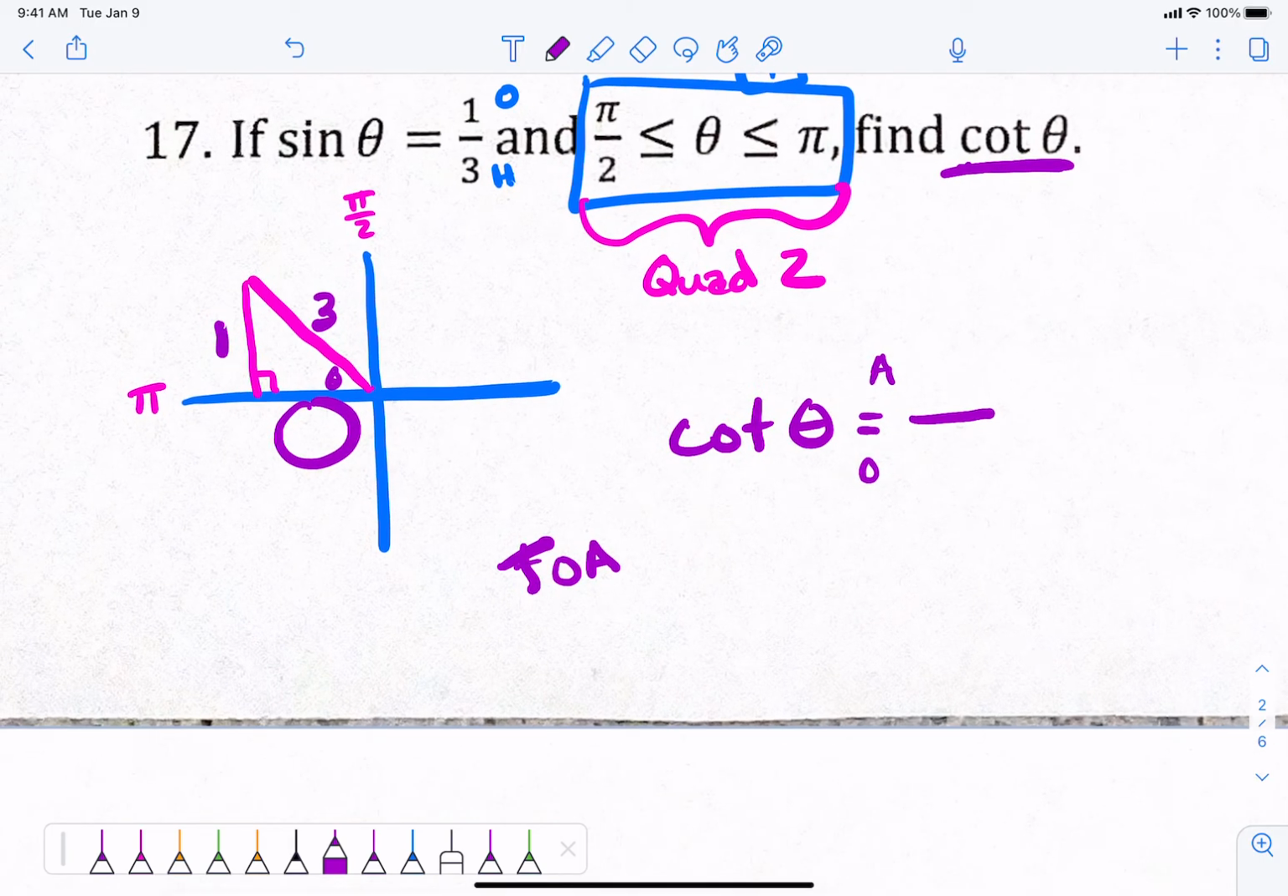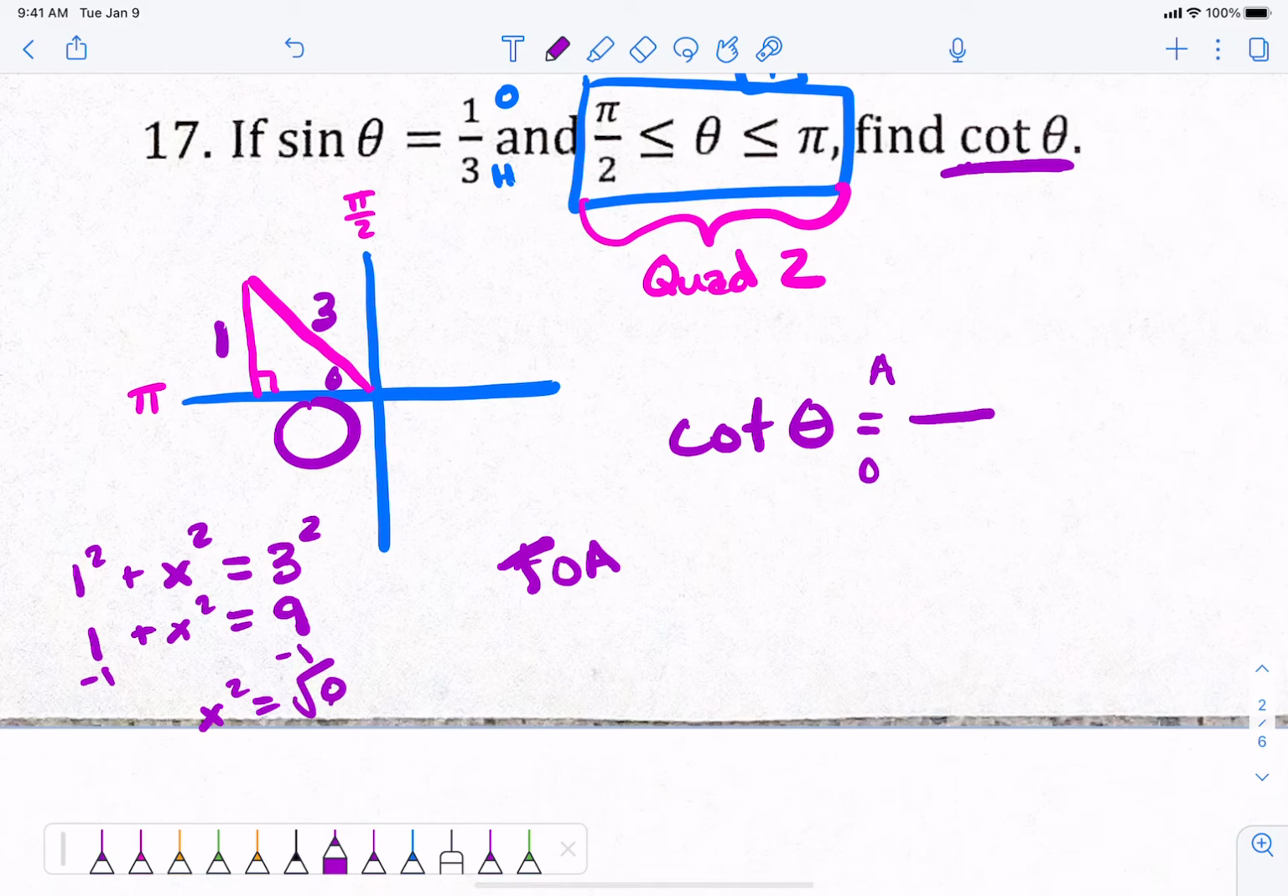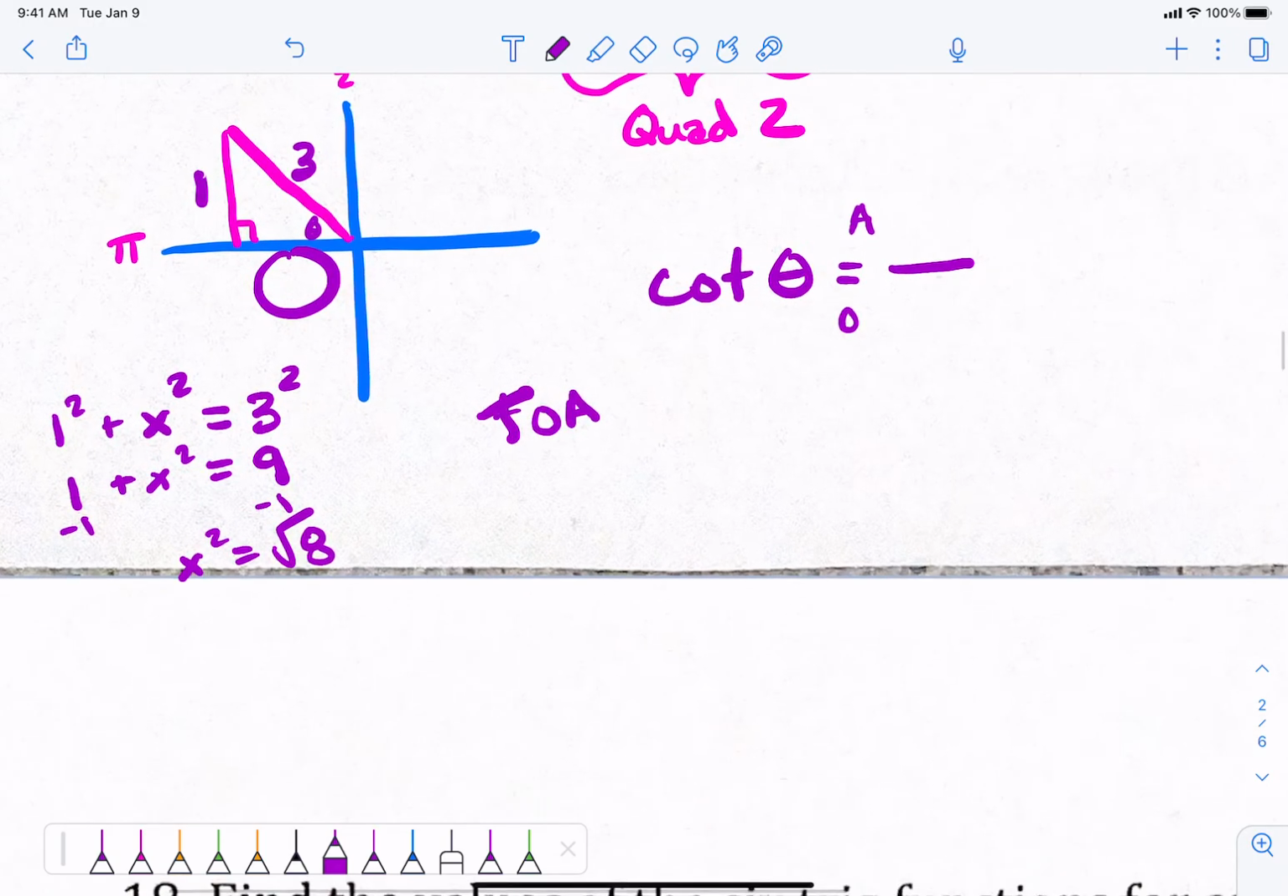And to do that, we have to use the Pythagorean theorem. Which side is side C? I always locate him first. 3 is the side C. 1 squared plus, we'll call him x squared. All right, 1 squared is 1, x squared, 3 squared is 9. Subtract the 1, x squared equals 8. X equals the square root of 8. Yeah? So this side is the square root of 8.